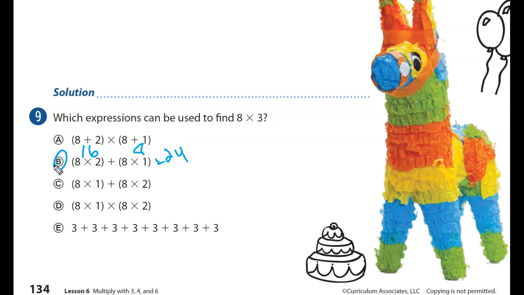Would C work? Yes. Yeah, look. 8 times 1 and 8 times 2. That would also work. They're just in a separate spot. C would also work. Okay. Would D work?